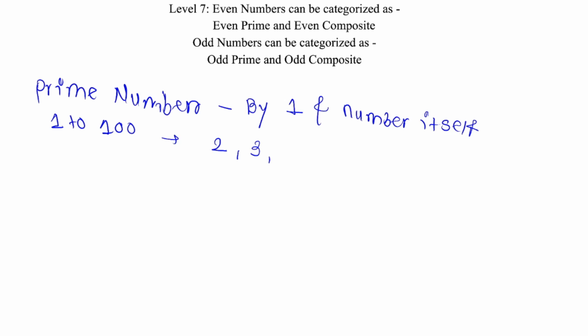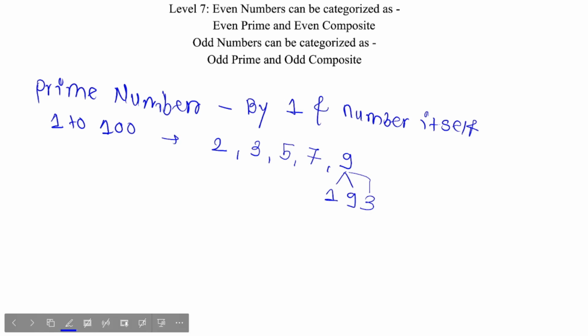So 3, then 5. Can we take 5? Then can we take 7? Yes. Can we take 9? 9 is an odd number, that is fine. 9 is divisible by 1, that is okay, and by 9, that is okay, but also by 3. Hence, this is not a prime number. So we will eliminate it from the prime number list. So 9 is not a prime number.